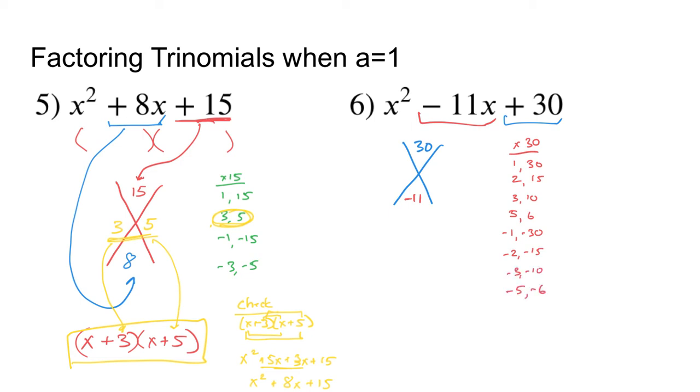See, I need the numbers that add together to give me negative 11. And 5 plus 6, which is right here, adds together to give me positive 11. But I need the negative signs, negative 5 and negative 6, to add together to give me negative 11. So those are my two values right there, negative 5 and negative 6. And therefore, when I factor this down, what do I get? I get x minus 5 times x minus 6. That would be my final answer.